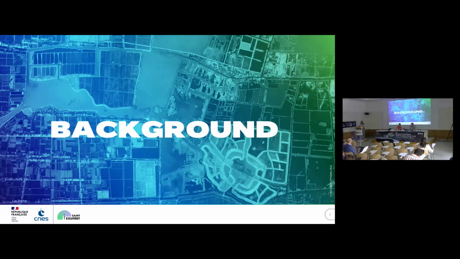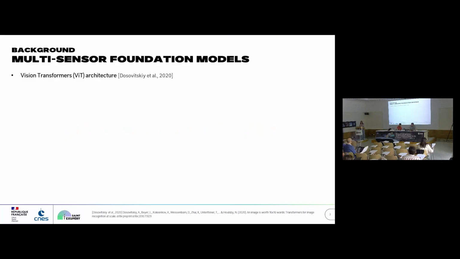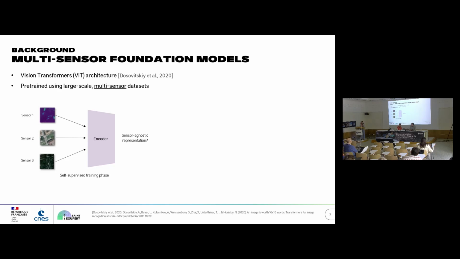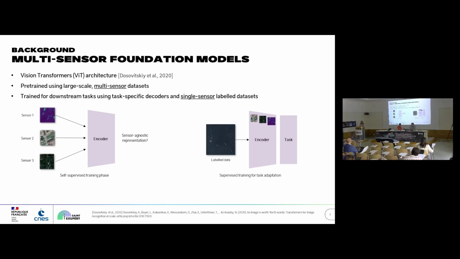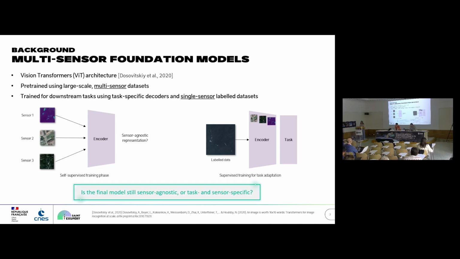So let's start with some background. Here we consider as foundation models the vision transformer encoders that have been pre-trained on multiple sensor datasets. They produce representations that are used for a large range of downstream tasks. Since annotation is very costly, usually the small-scale datasets only cover a single sensor. So the question that started this work is the following: can we imagine a final model able to solve a task that was trained on a single sensor, but that can still be applied to different sensors as inputs?